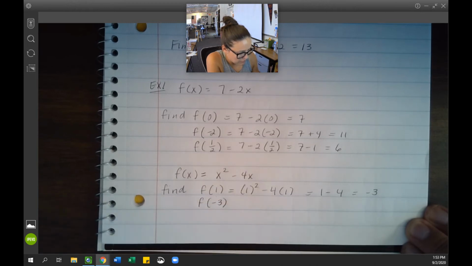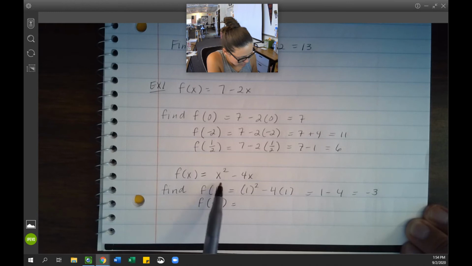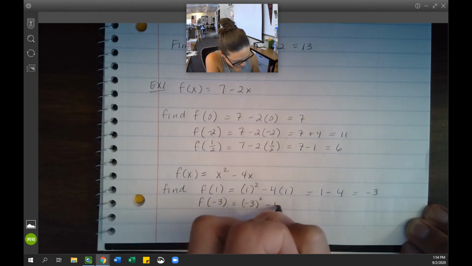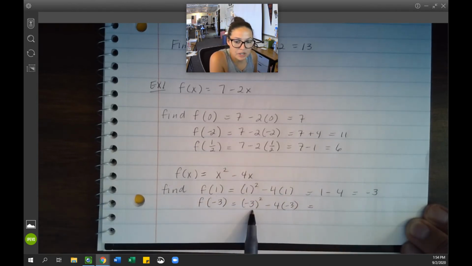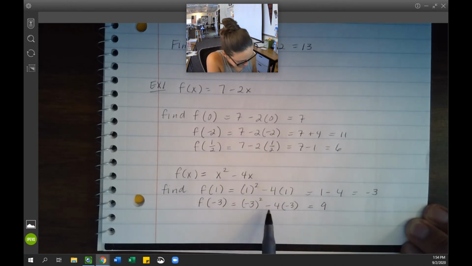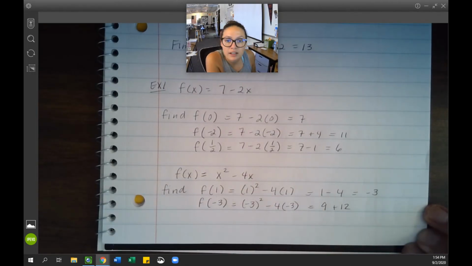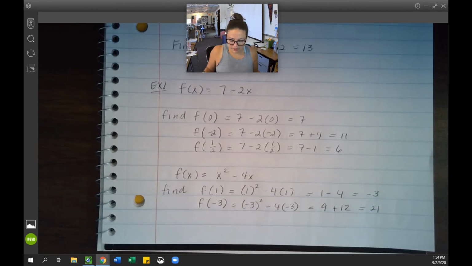Let's try this. F of negative 3. So again, same thing. X squared minus 4x. Both x's are going to become negative 3. Negative 3 squared is positive 9. Negative 4 times negative 3 is positive 12. And 9 plus 12 gives me 21.